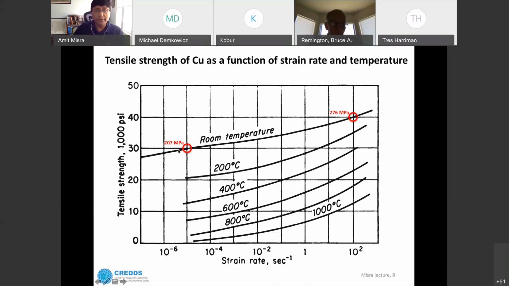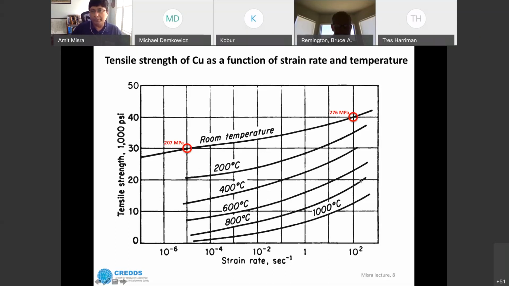So this is 207 MPa, the tensile strength of copper at room temperature at a strain rate of 10^-5. If you increase the strain rate to say 10^+2, so this is 7 orders of magnitude increase in strain rate, the tensile strength increases to say 276 MPa. So there is an increase with strain rate, and if you increase the temperature, you see the strength will drop. So with increasing temperature, the material becomes softer. But the strain rate dependence is maintained, qualitatively at least, that the strength will still increase with increasing strain rate, which shows that the material strength is dependent on strain rate and temperature.